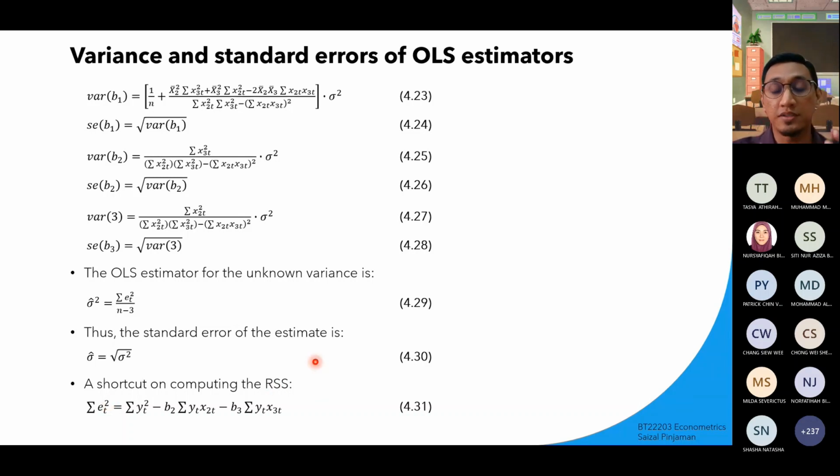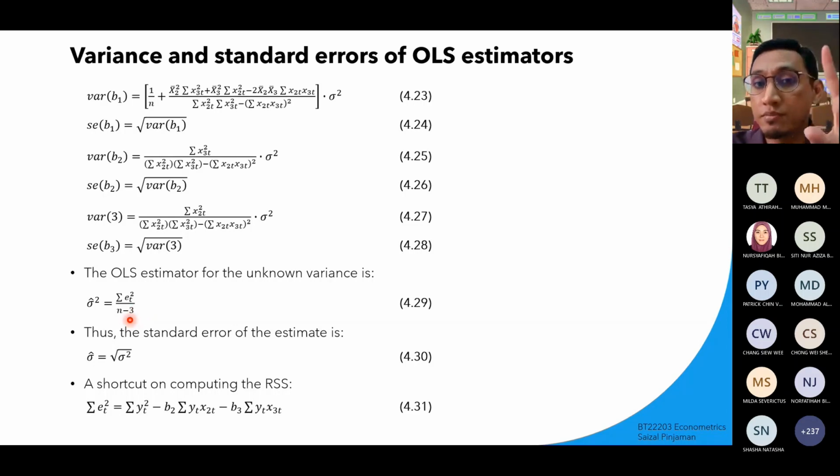Okay, so RSS is not the same as the variance of the residual, but RSS is used to estimate the variance of the residual. So here we have the variance of the residual that is equal to the RSS, residual sum of squared, over n minus 3. And as I said before, this refers to the observation.